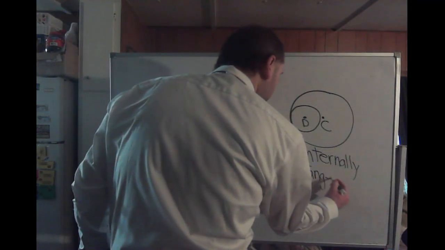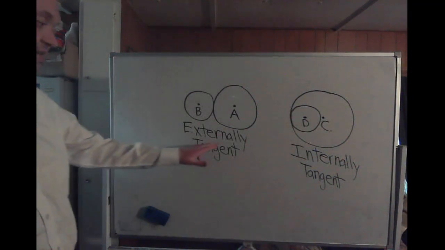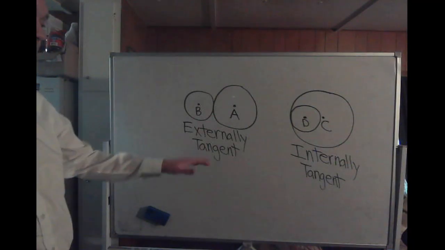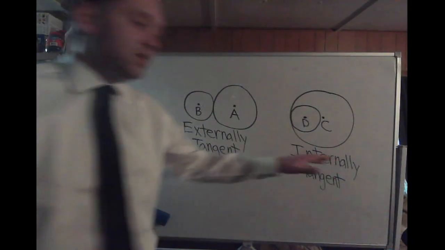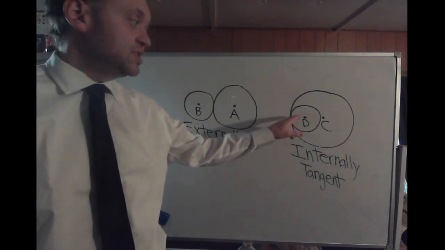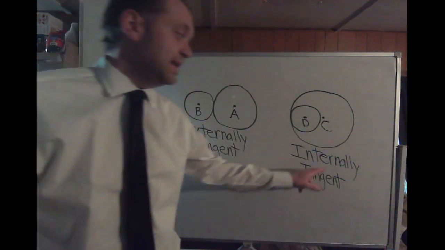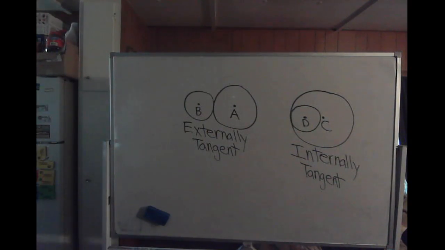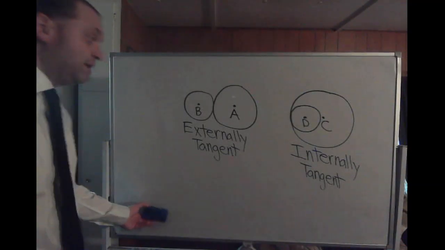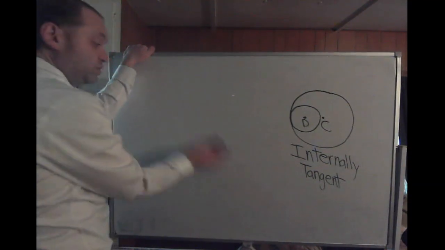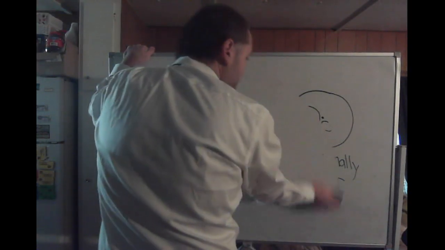So if circles are going to be tangent to each other, they come in two varieties. Either externally tangent, since they're outside of each other and they only touch at one point, or you could have internally tangent, where you have a smaller circle inside of a bigger one, and the smaller circle touches the bigger circle at exactly one point. That's internally tangent. So those are very good things to know about tangents, that not only can lines be tangent to circles, but circles can be tangent to other circles too.